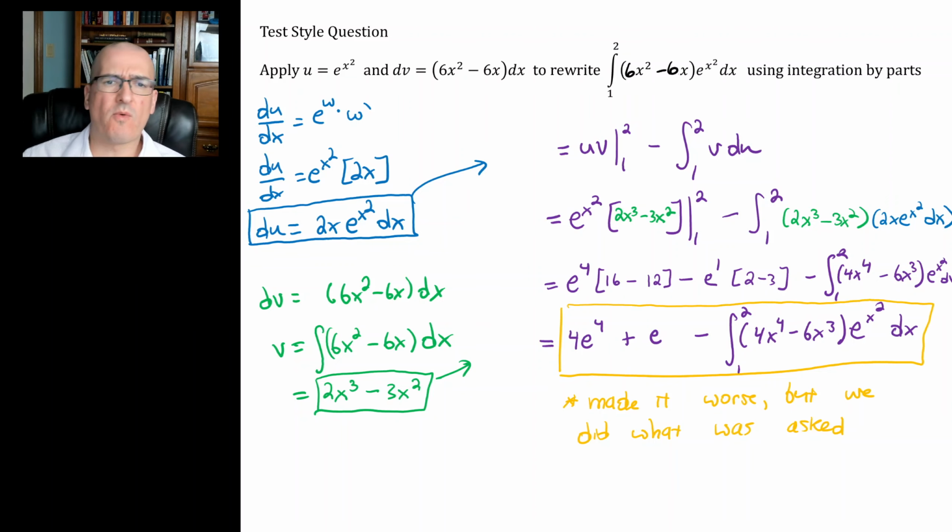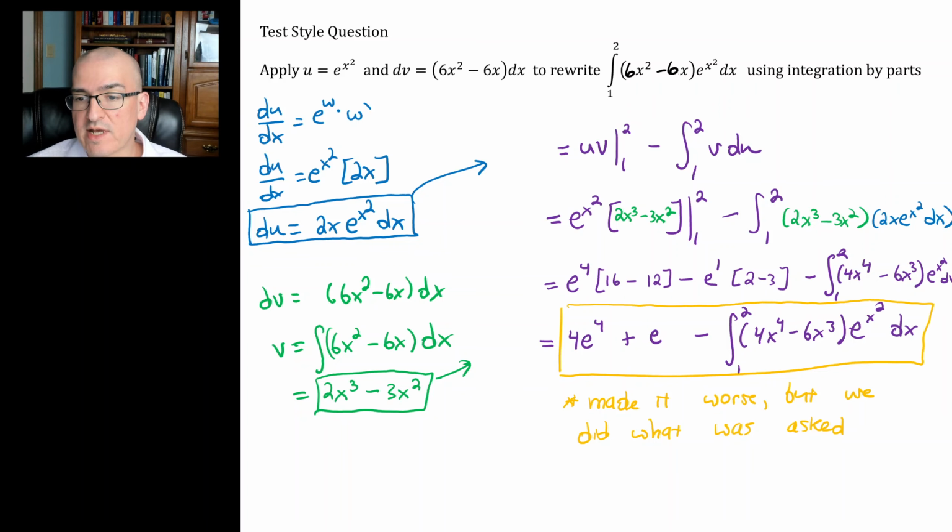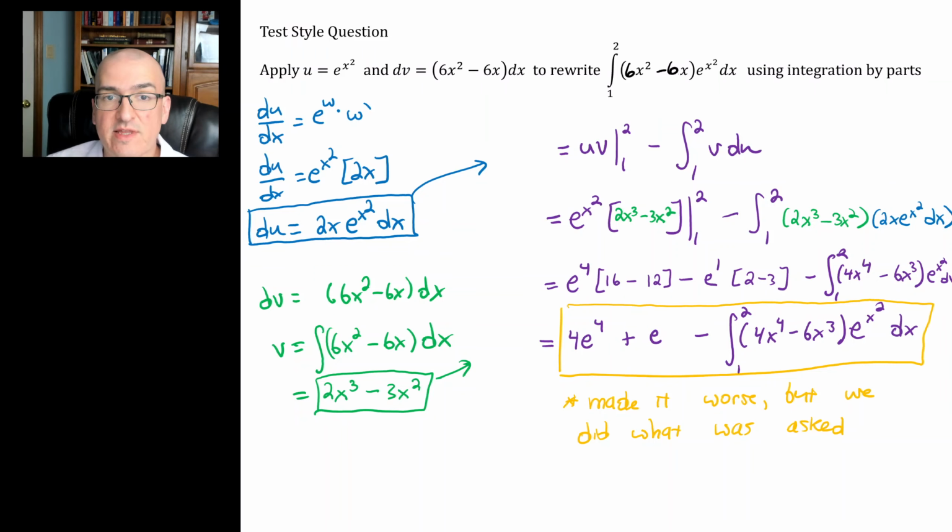So you may be thinking, well, why don't we flip it? Why don't we let u equal 6x squared minus 6x, and then we let dv equal e to the x squared? The reason we don't do that is if dv is equal to e to the x squared, to get v we need to integrate e to the x squared. And that is something we can't do. So integration by parts is not the way to solve this problem.